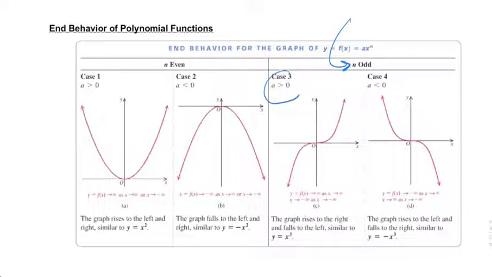If our leading coefficient is positive, notice that the right-hand side goes up. If the leading coefficient is negative, then the right-hand side goes down. So if it's odd, that tells us what the left-hand side is going to do in relation to the right. Okay. All right.